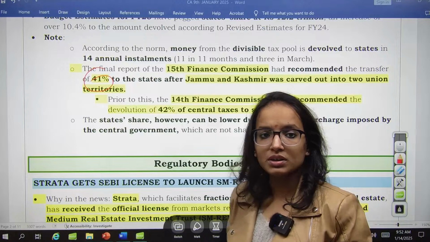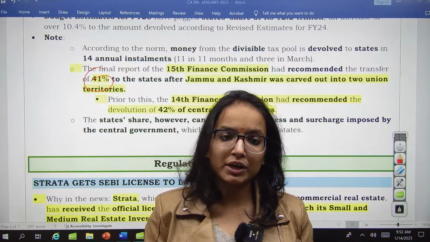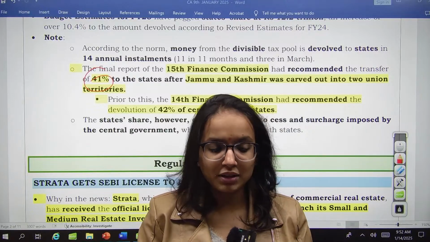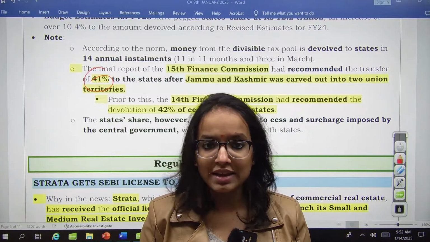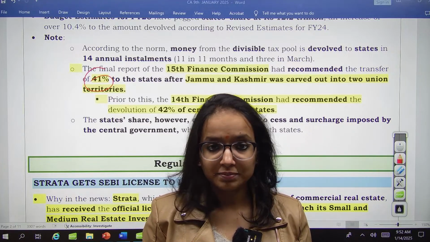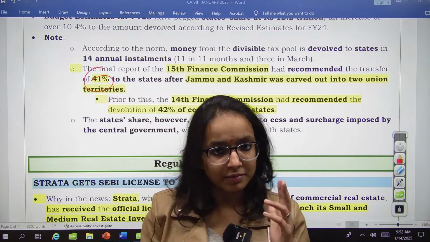15th Finance Commission की recommendation अभी चल रही है. April 2026 से 16th Finance Commission की recommendation start होगी, right? Remember this. And 15th Finance Commission is being headed by N.K. Singh. 16th one, the upcoming one, will be headed by Arvind Pangadia. So remember these things.